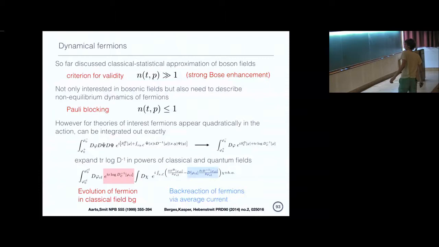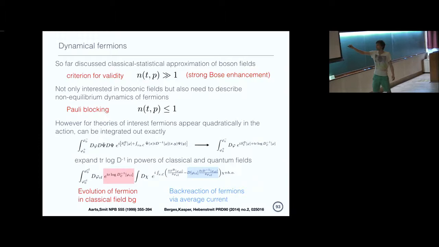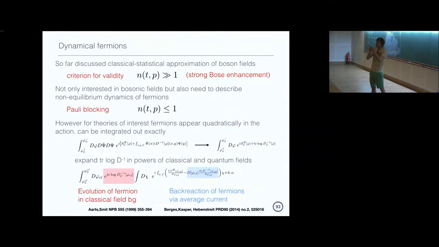Now this receives an additional correction from the fermion. Essentially, this is the actual fermion propagator in the classical background field multiplying the derivative of the inverse fermion propagator with respect to the classical field. Now, that is a very complicated way of writing essentially the current. So the fermionic current in the presence of the classical field, which now back-couples to the classical equation of motion.